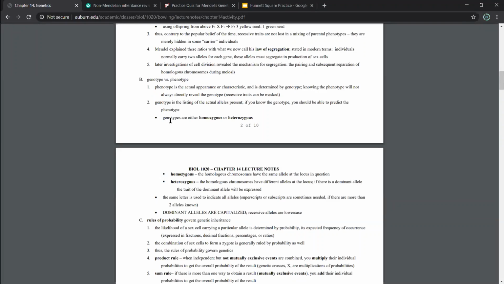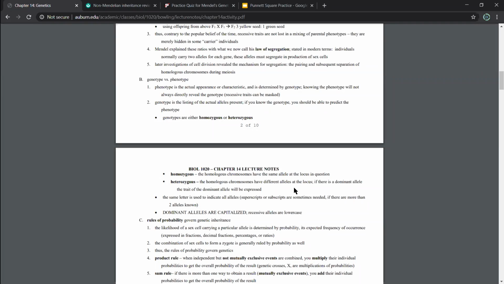So going back to our blue eye, brown eye example, if you are homozygous, that means you have two blue alleles, or you have two brown alleles. So that is homozygous. You have the same type of allele. Heterozygous means you have different alleles. So with heterozygous, you would have a brown allele and a blue allele for your eye color. So again, going back to our dominant and recessive, we said that brown was dominant.